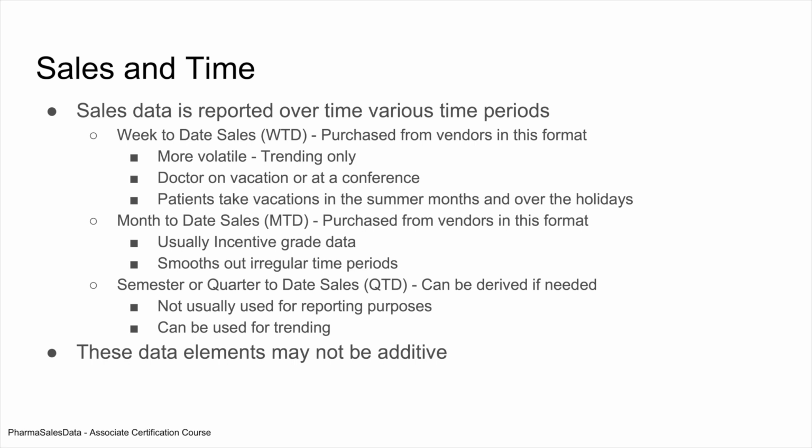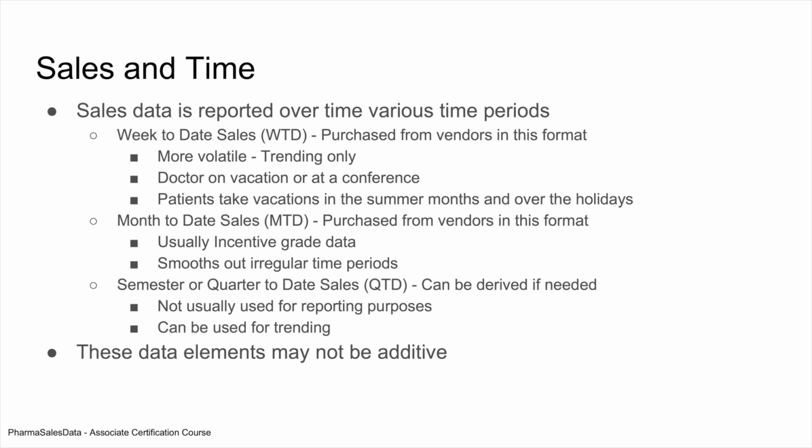And patients can take vacations in the summer months and over the holidays, and sometimes if their prescriptions run out, they won't get them refilled. That's why weekly data is not really used as an industry standard, especially for incentives. But it is good for trending purposes to see if things are trending up or down in your specific territory. Month-to-date sales is purchased from vendors in this format. It's incentive grade data, meaning it's the data that's most commonly used for incentivizing sales associates. And monthly data is great because it smooths out irregularities over time periods.